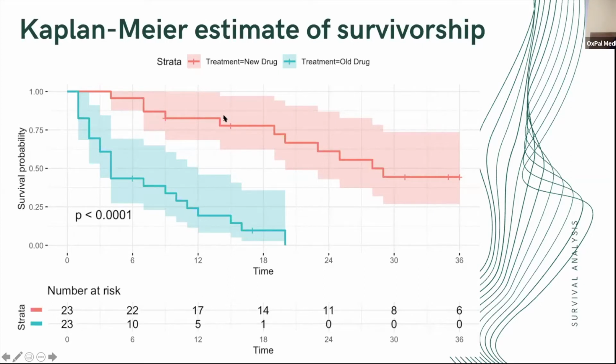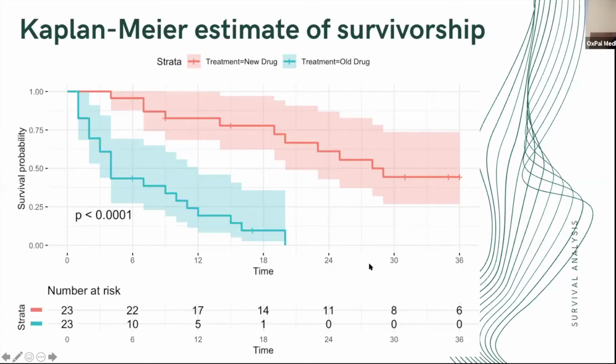It's also worth noting that we take into consideration the number at risk. So you can see the number of people at risk as they went through the observation period. For the new drug, the red one, there are still many more people at risk at the end of the observation period, meaning many more people survive because they're still being seen. Whereas for the old drug, the last event was before the 20th month, so nobody in that group was left.